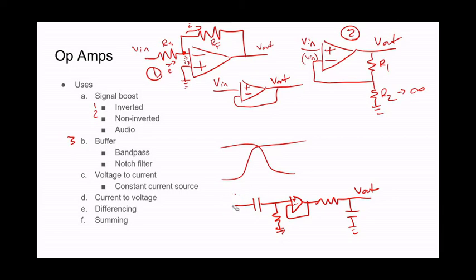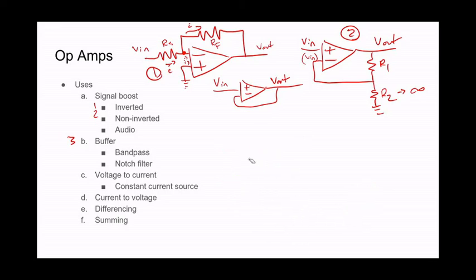Same thing with notch filters, although in those I think we need to use one of the other configurations, which is listed down here, a summing amplifier. But before we talk about those, let's go back to talking about voltage to current and current to voltage amplifier configurations. All right, so we got our buffer amp up there. Okay, so voltage to current might be useful if you wanted, say, a constant current source.